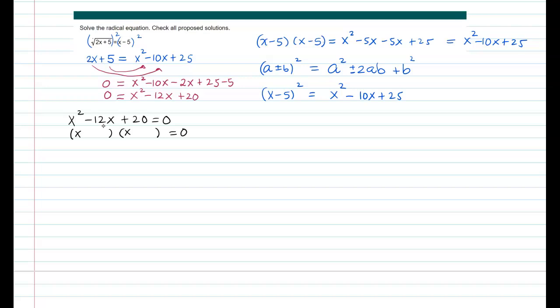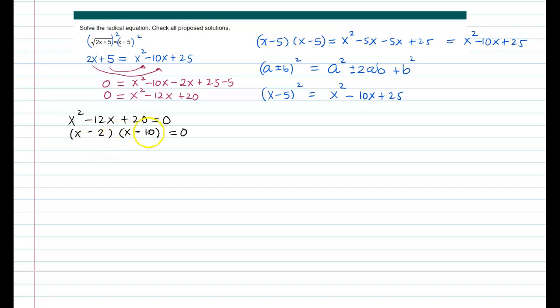So what are the factors of 20? 20 could be 10 times 2, right? Also 5 times 4. But 5 times 4, 5 and 4 will not sum up to 12. If you add 5 and 4, it's equal to 9. But if you add 10 and 2, that's equal to 12. So those are the factors that we're looking for. So we have a 10 here and a 2. Now both of them will be negative because the middle term is negative.